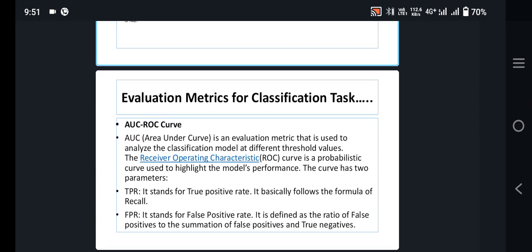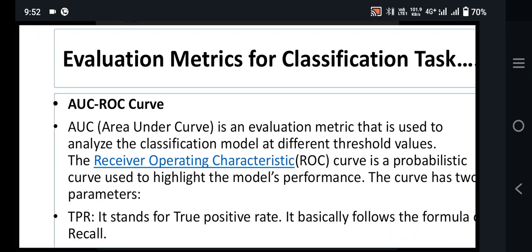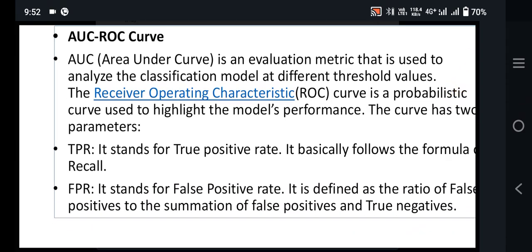The next metric is AUC or ROC curve. Area under curve is an evaluation metric that is used to analyze the classification model at different threshold values. The ROC curve, the receiver operating characteristics curve, is a probabilistic curve used to highlight the model's performance. The curve has two parameters. One is TPR, true positive rate, and the other is false positive rate.